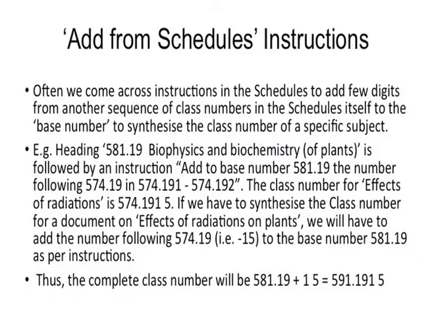For example, in the heading 581.19, biophysics and biochemistry of plants, it is followed by an instruction: add to base number 581.19 the number following 574.19. In 574.191-574.192 means we can add any number following 574.19 from this area. So, we will leave 574.19 and add the rest of the number to the base number.